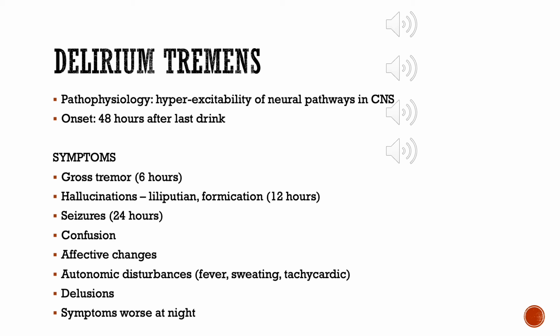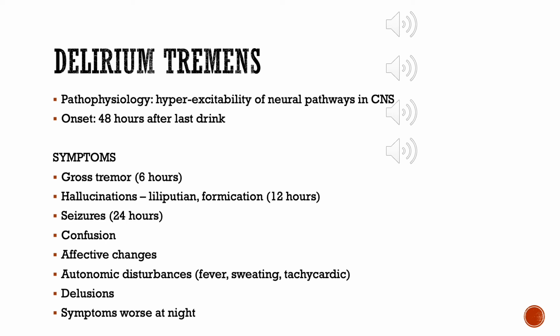Alcohol is a CNS depressant. It stimulates the GABA inhibitory system to reduce brain excitability. However, when dependent drinkers stop drinking, this causes the brain to become hyperexcitable, and that's what leads to the symptoms of delirium tremens. The onset of delirium tremens is typically 48 hours after the last drink, but in a dependent user, gross tremor can begin as early as 6 hours after the last drink.